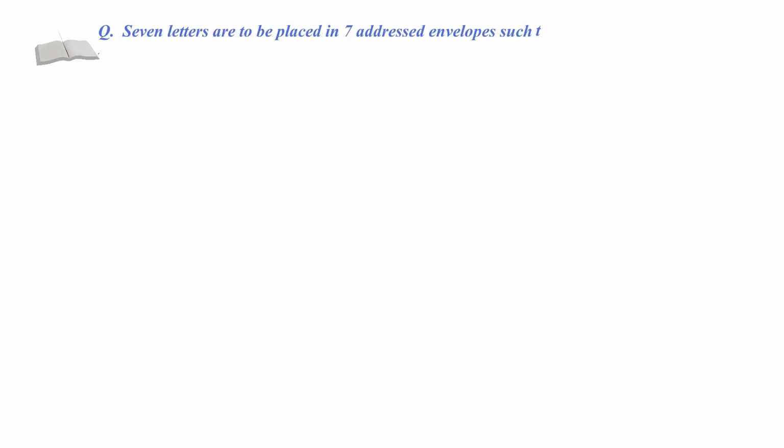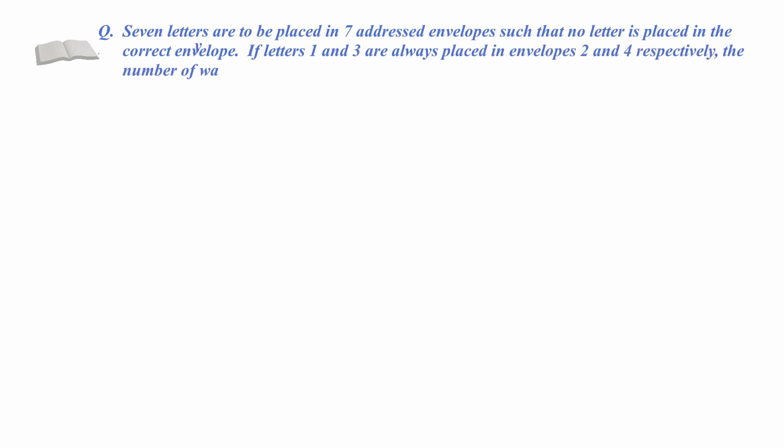Seven letters are to be placed in 7 addressed envelopes such that no letter is placed in the correct envelope. If letters 1 and 3 are always placed in envelopes 2 and 4 respectively, then the number of ways in which this can be done is.